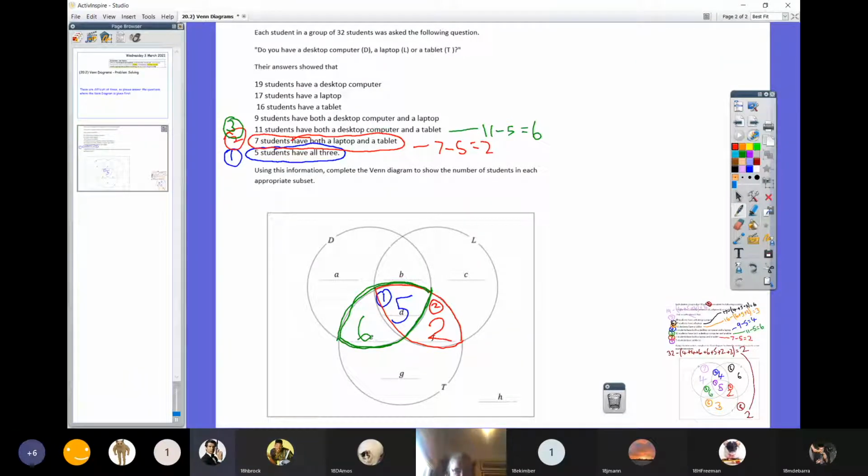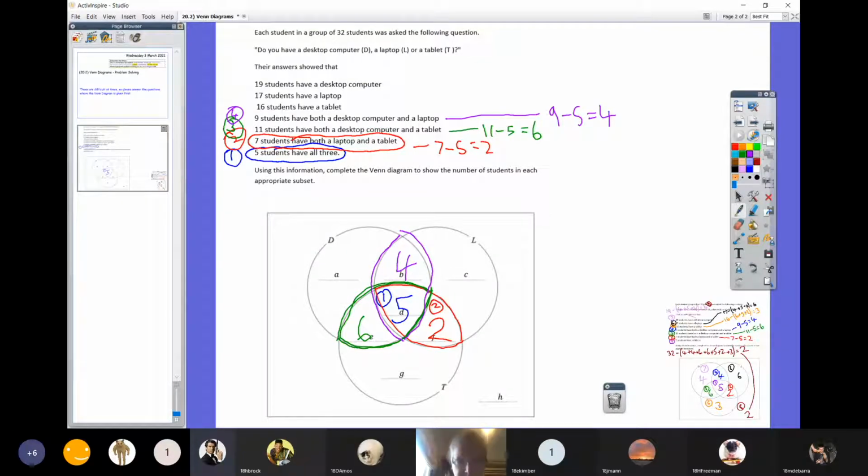Right, so let's now look at the one above that, which I'll do in purple. So 9 students have both a desktop and a laptop. The bit that I'm now surrounding in purple has to add up to 9. So obviously that's going to be 9, take away the 5 for the kids who've got all 3. That gives me 4 for B.